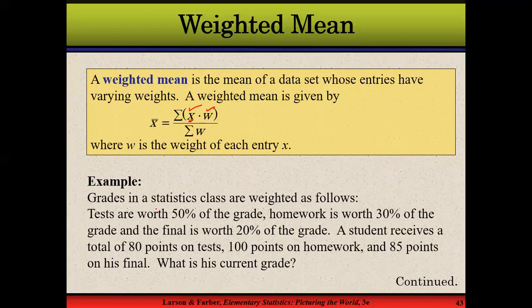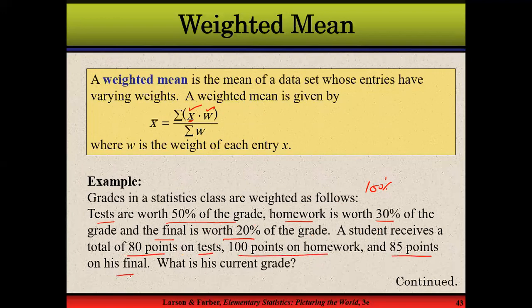Okay, let's understand that with an example. So here is a student and the student has a grading policy where 50% of the grade is basically dedicated to tests, 30% is dedicated to homework and the final is worth 20%. So in total, we have 100% weight. And the student receives 80 points on tests, 100 points on homework, and 85 points on final.